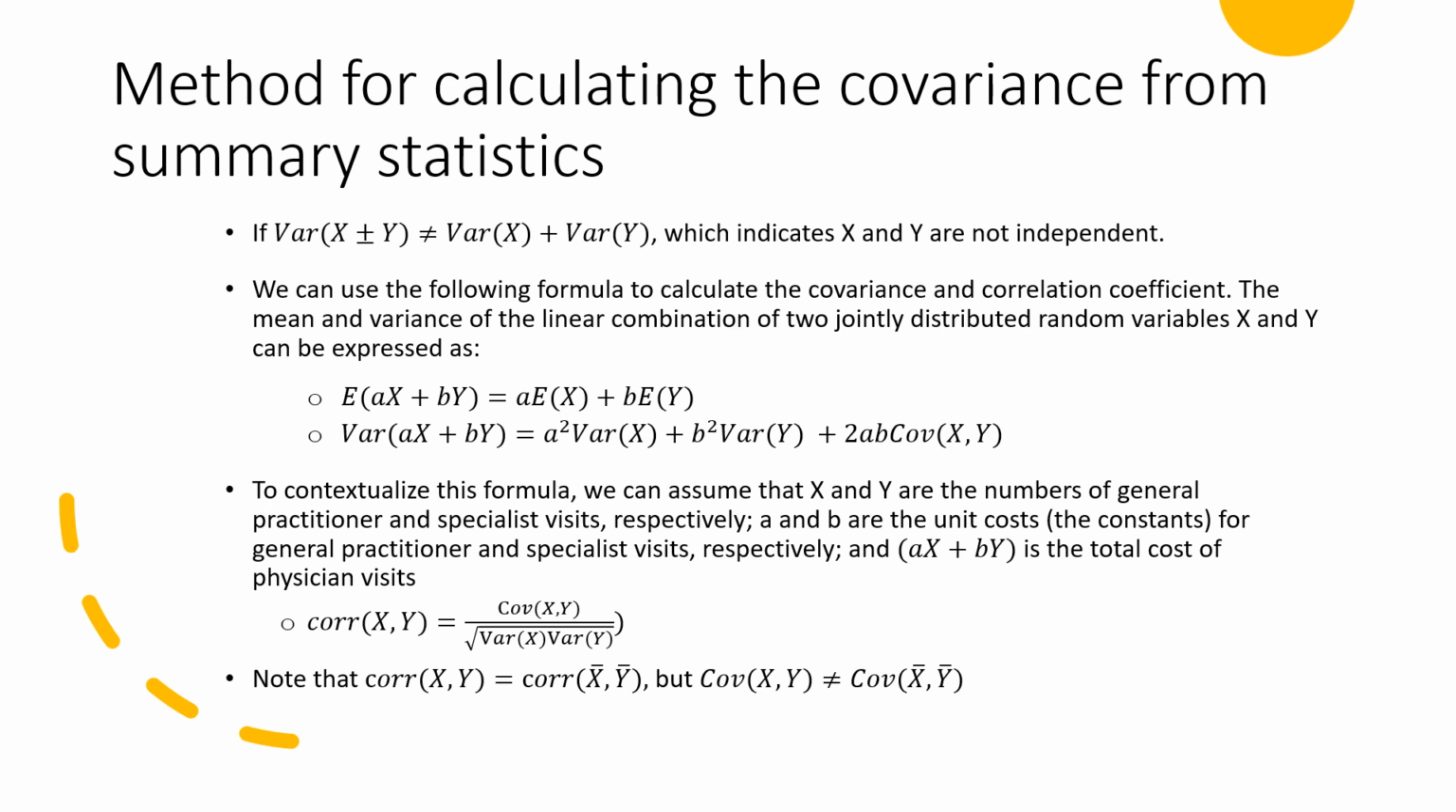To contextualize this formula, we can assume that x and y are the numbers of general practitioner and specialist visits, respectively, and a and b are the unit costs, the constants, for general practitioner and specialist visits, respectively, and ax plus by is the total cost of physician visits.